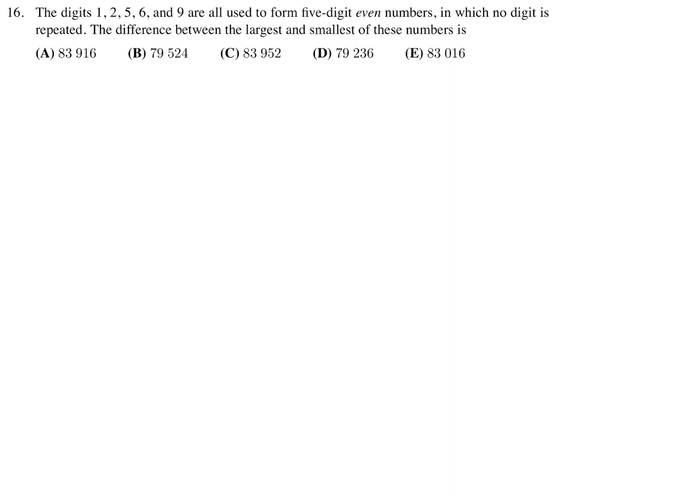The digits 1, 2, 5, 6, and 9 are all used to form 5-digit even numbers in which no digit is repeated. The difference between the largest and smallest of these numbers is... It's a 5-digit number, and we've got to create 2 of them. We've got to create the largest one and the smallest one, and then we've got to subtract them. That's what they mean by difference.